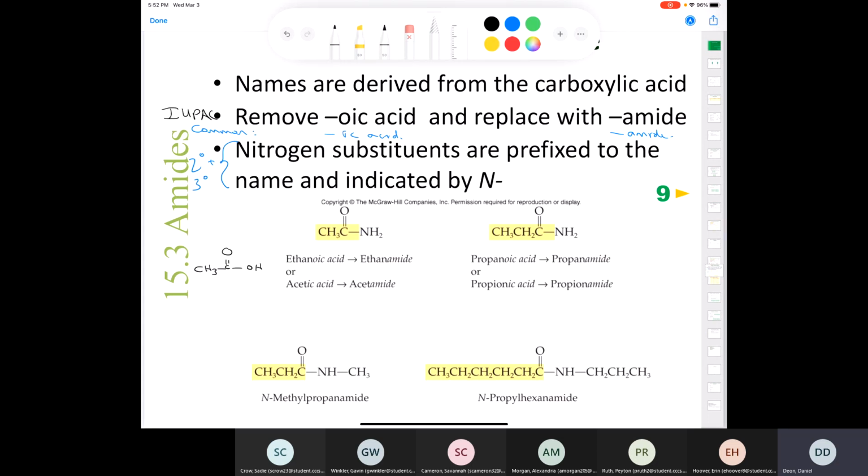Same thing over here. If you had a 3-carbon carboxylic acid, and I probably don't even need to draw it for you, you probably know them better than I do by now. We have propanoic acid, the top ones being the IUPAC names. And then propanoic acid becomes propanamide. And the common name would be propionic acid. We remove the ic, and it becomes propionamide. So again, these ones here are both primary amides.